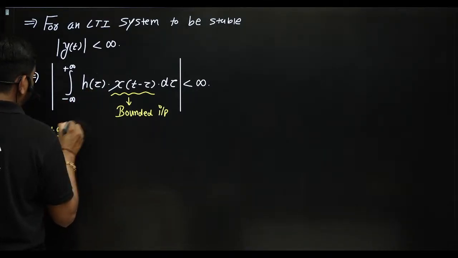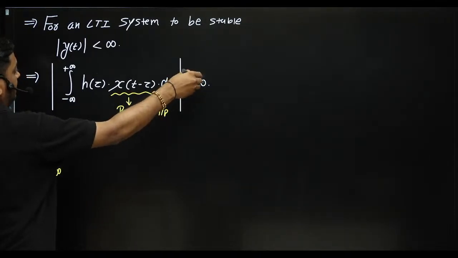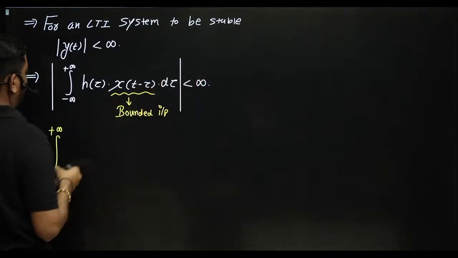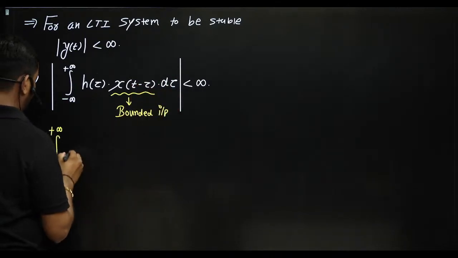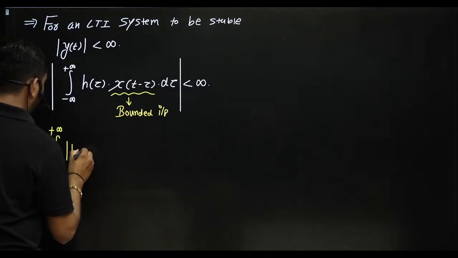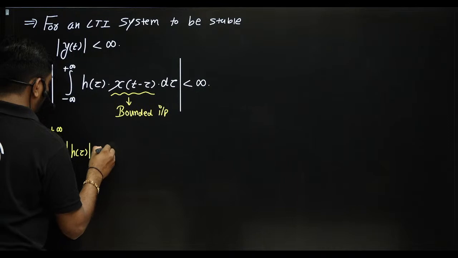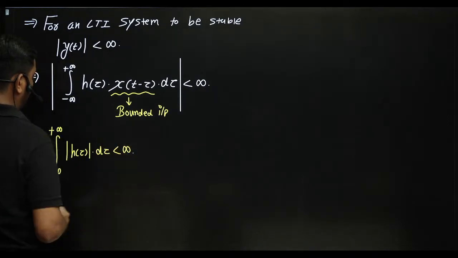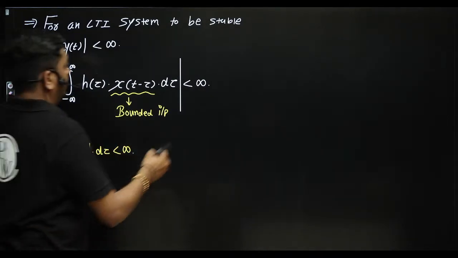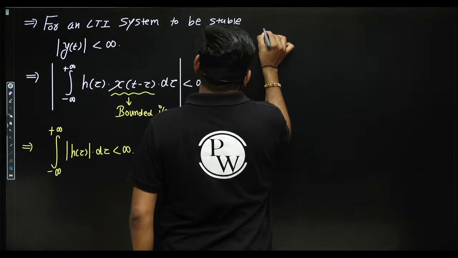Here, as this is the bounded input, it can go out on the opposite side. Okay, so it is infinite. Infinite but finite is nothing but again infinite. So here the integral of the magnitude of h of tau d tau should be less than infinity. Instead of tau you can write t, guys. You can write t also.